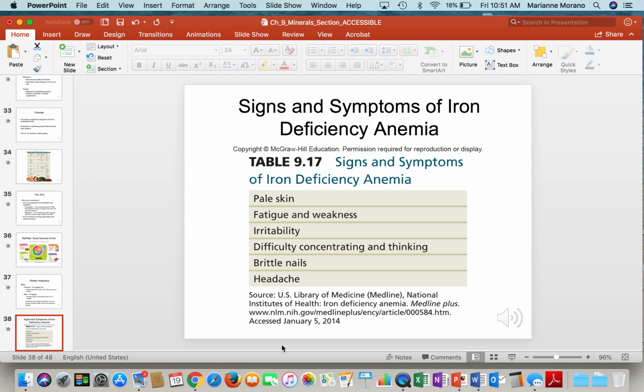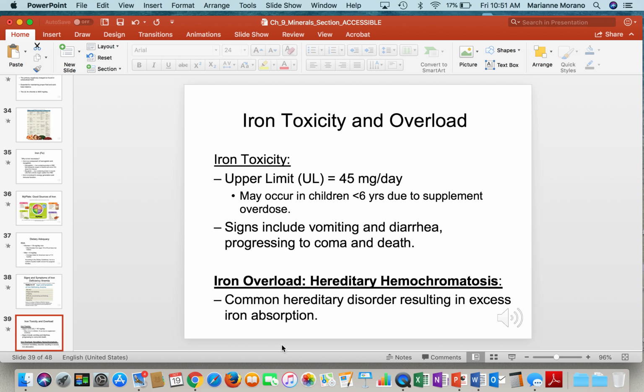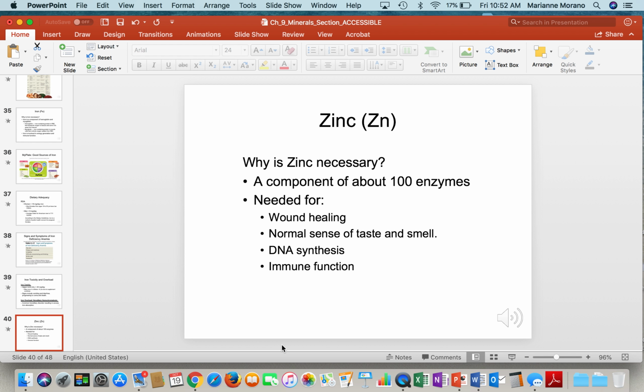There are symptoms of iron deficiency anemia: pale skin, fatigue, irritability, brittle nails, headache. So if you have any of those signs, you want to have your blood drawn to see if you are anemic. Iron toxicity can occur, and sometimes there's a hereditary disorder that causes it, and sometimes it's just from taking too much in regard to supplementation, but you want to avoid the toxicity and overload.